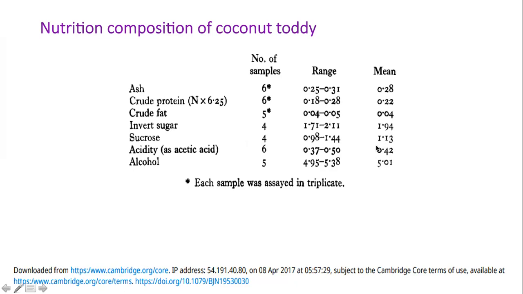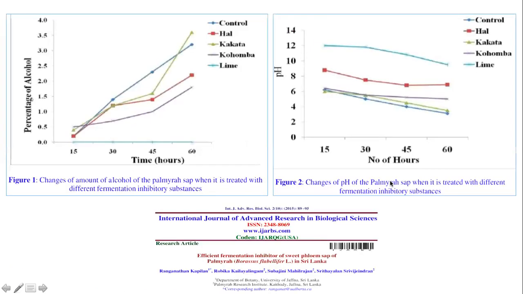Sucrose, here the sucrose amount is around 1%, but in the sap it's around 6-7, sometimes up to 12%, right? So it has been reduced. And fat, it's around 0.04, it means there is no fat. Protein around 0.2 and ash 0.2, right? So you can see it's a nutritious drink, but limit is very important, right? You have to have the limit, neither.